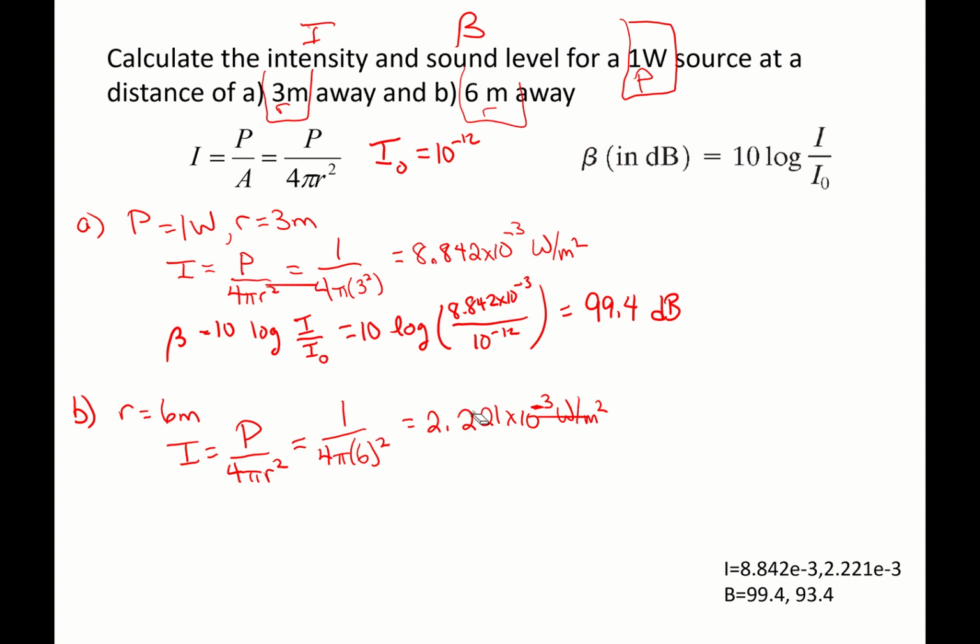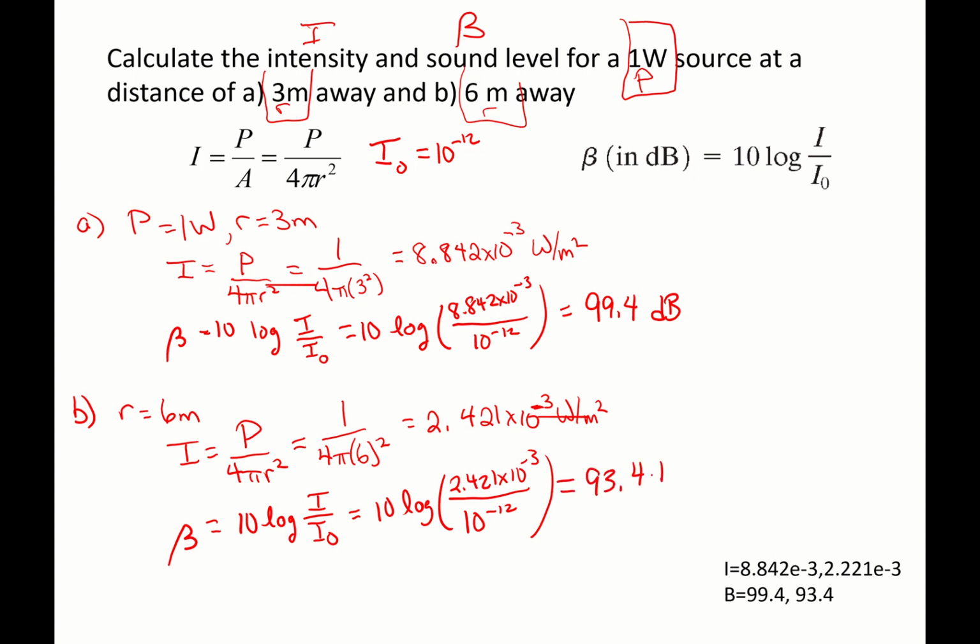So it's 2.221 watts per square meter, and the sound level is 10 times the log of that intensity over I0. So we're going to do the same thing we did, 10 times the log of 2.221 times 10 to the minus 3 over I0, 10 to the minus 12. And if I do that logarithm, I get 9.34 times 10 is 93.4 decibels.